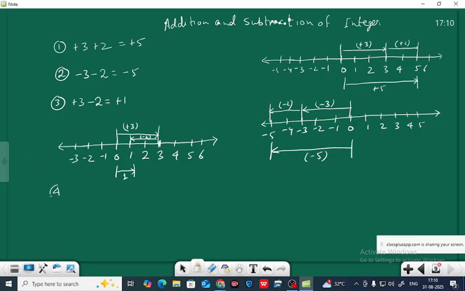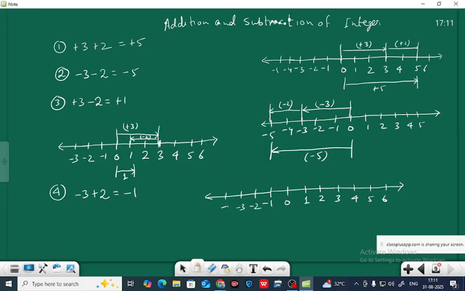Then number 4 is, suppose we are writing in this way, minus 3 plus 2. What is the answer? The answer is minus 1. How do we get it? In integers, if we add this, you will get minus 1. How? Suppose this is the number line. This is 0, 1, 2, 3, 4, 5, 6, and this is minus 1, minus 2, minus 3, minus 4.